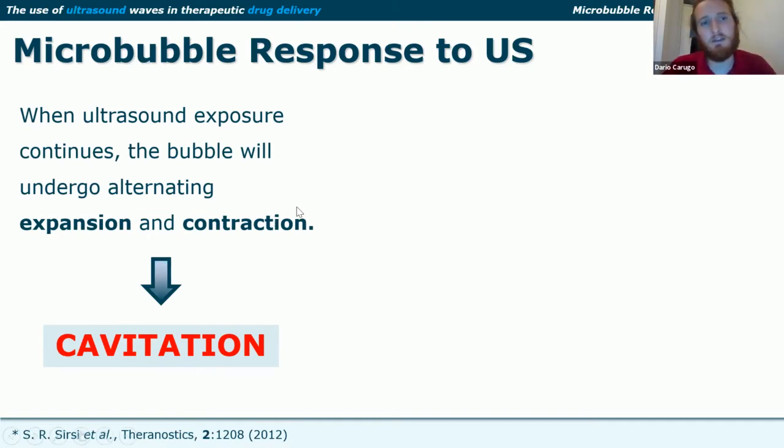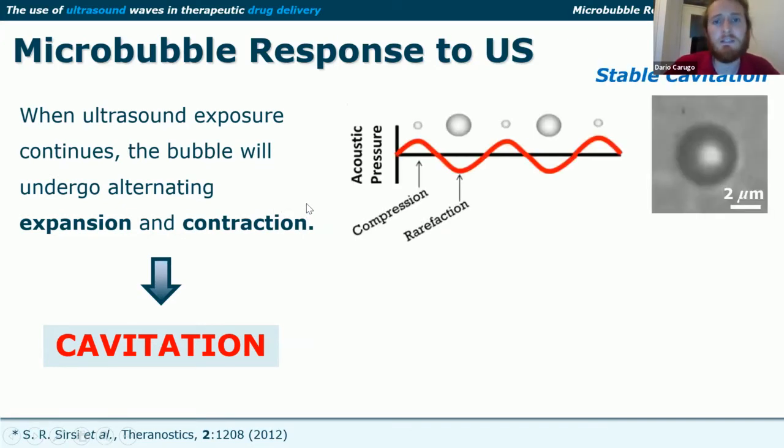As I said before, if you apply an ultrasound wave, the bubble will undergo periodic expansion and contraction. That's particularly the case when the acoustic intensity is relatively low. So what we see is that the bubble undergoes what we refer to as stable cavitation. When the pressure rises, the bubble will compress. When the pressure reduces, the bubble will expand, and this could happen with a certain periodicity.